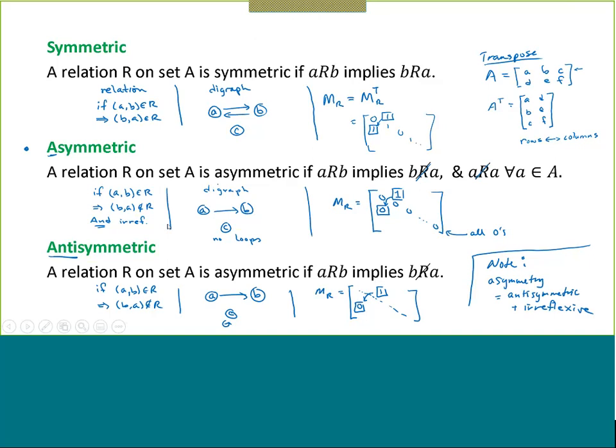Some people like to switch this order when they're checking properties: check the symmetric property first, then the antisymmetric property, and then the asymmetric property after the antisymmetric property, because if you're not antisymmetric, there's no way you're going to be asymmetric. But let us look at an example.